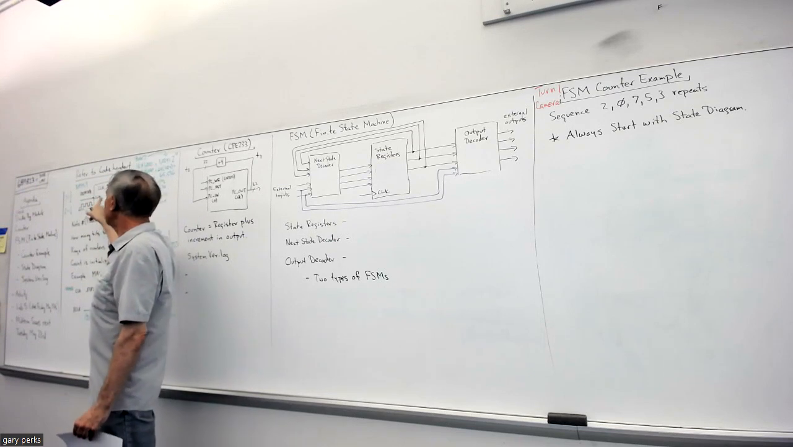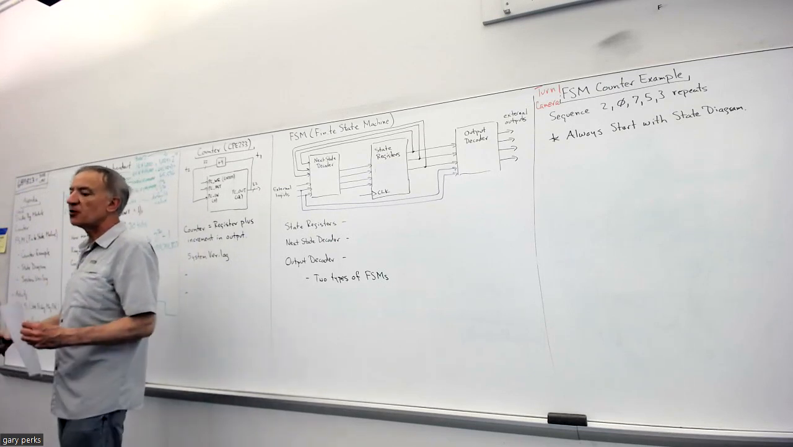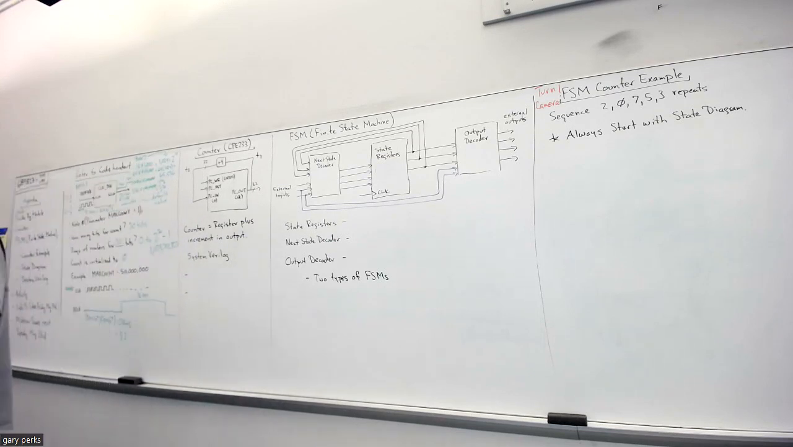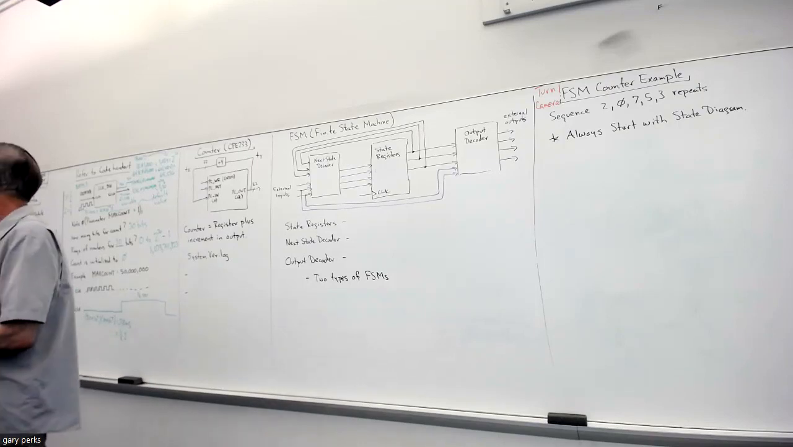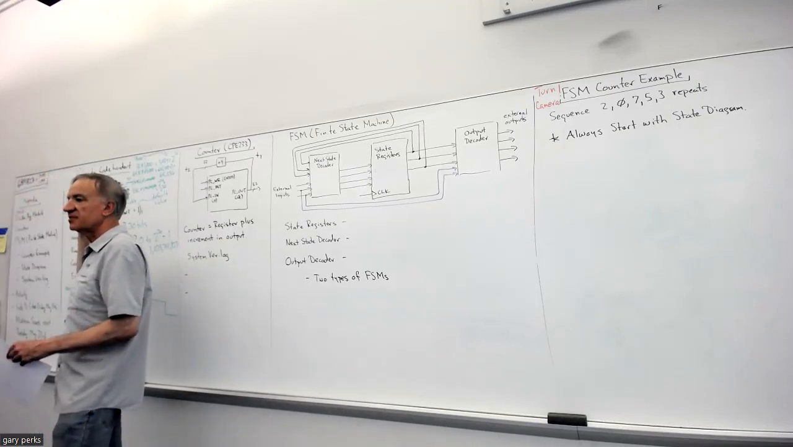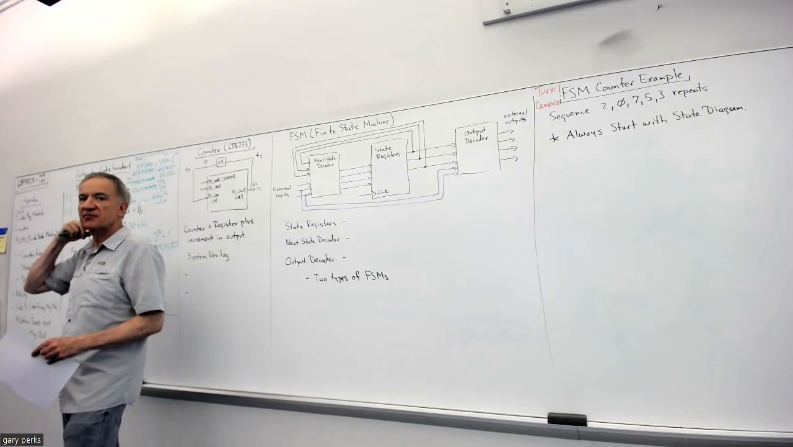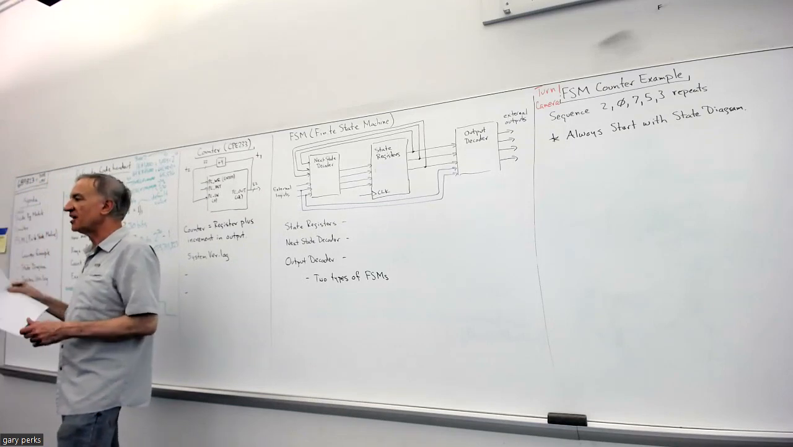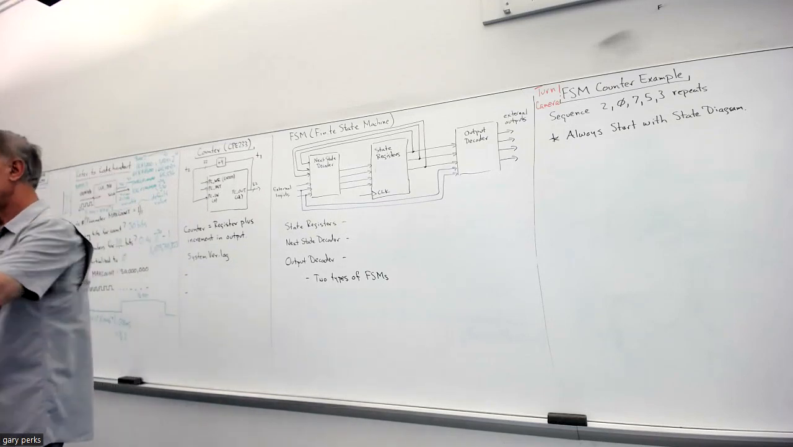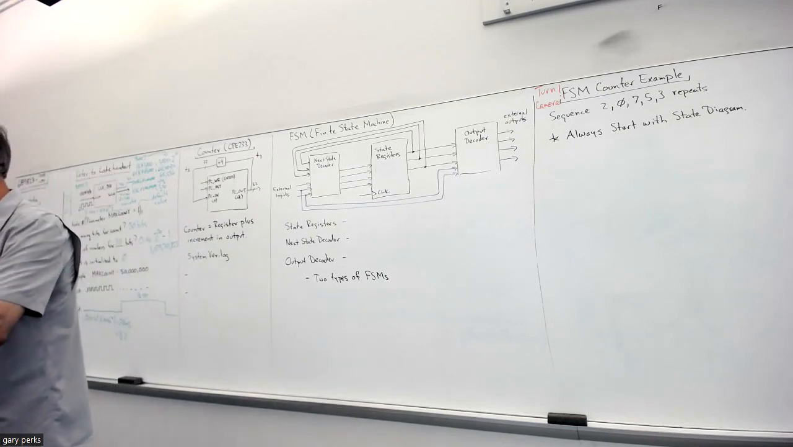Another reason why it's good to know about this is depending on what you pick for your final project team, sometimes you don't need it, but a lot of times you do need some sort of clock divider, and this is what you could do. You essentially take this code and modify it to what you need to do. Okay, so any questions about the clock divider?